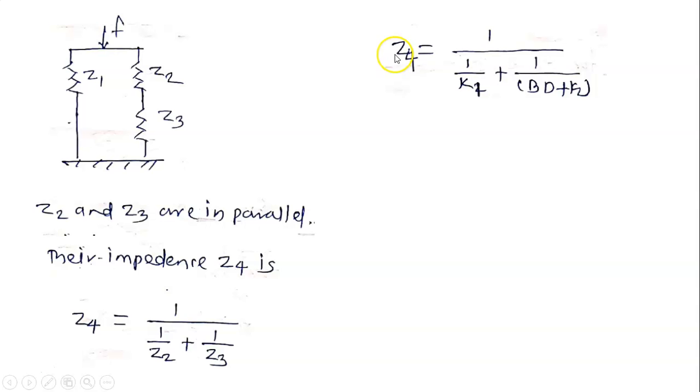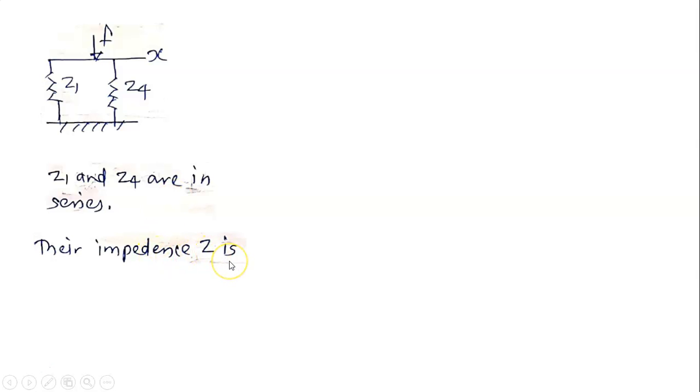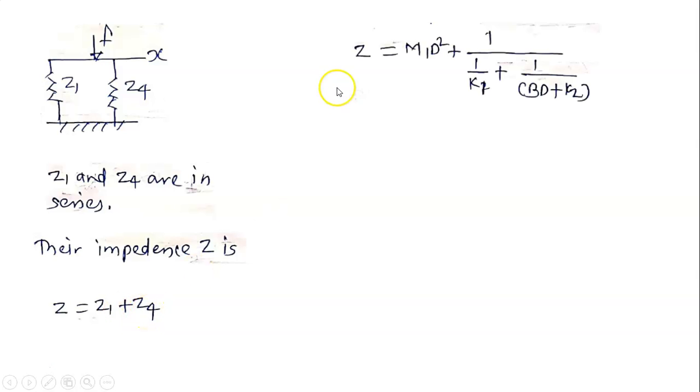Now, Z2 and Z3 are replaced by Z4. Therefore, Z1 and Z4 now will be in series. Same diagram I have drawn here. Therefore, their impedance Z is equal to Z1 plus Z4. Substituting the values of Z1 and Z4, Z is equal to M1 D square plus 1 divided by 1 upon K1 plus 1 upon BD plus K2.